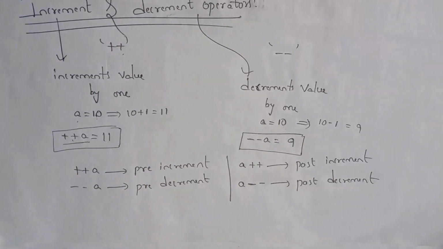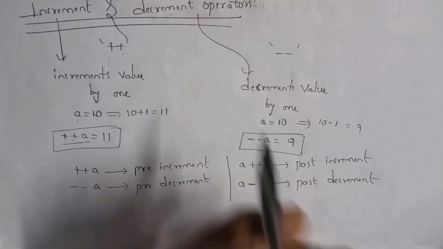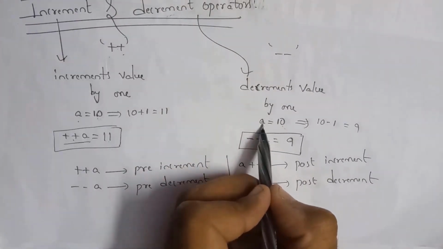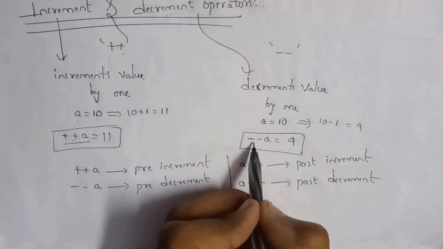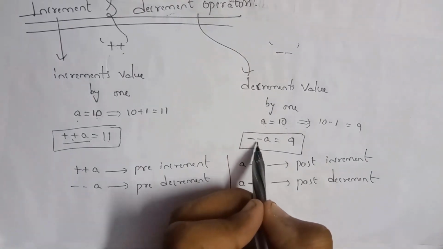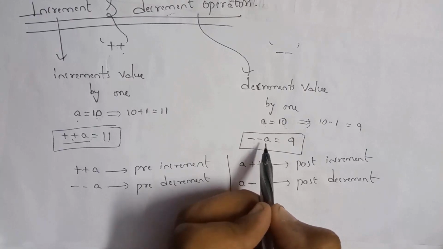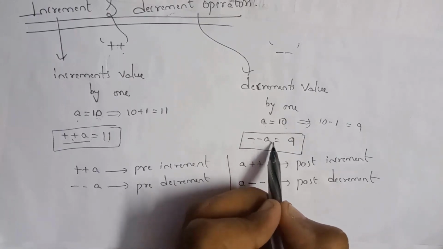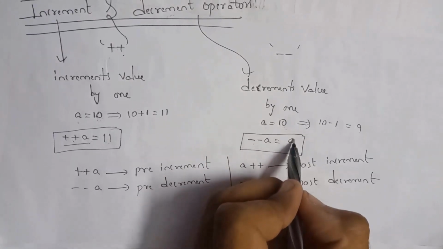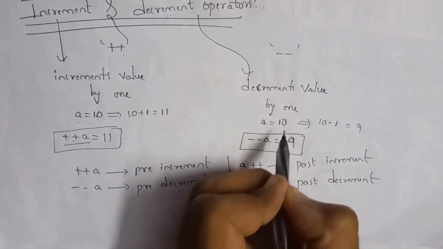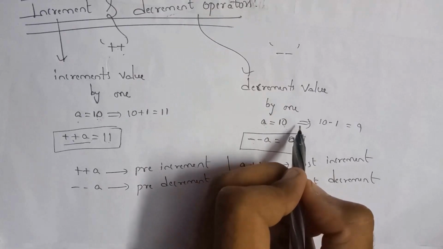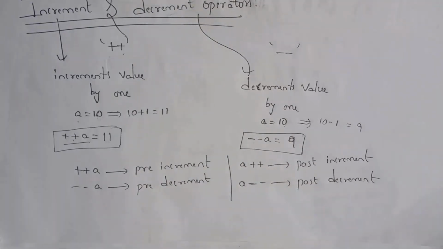Similarly, the decrement operator will decrement a value by 1. For example, here I took the variable name as A and I gave the value as 10. Now I want to use the decrement operator. Here I wrote --A, where minus represents the decrement operator. By writing --A, I will get output as 9 because the decrement operator will decrement the value by 1. So here 10 minus 1, that is 9. I will get output as 9. And we denote the decrement operator with the minus symbol.